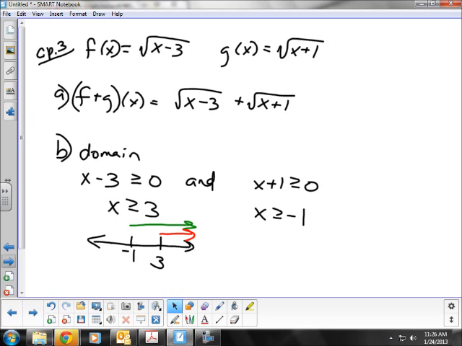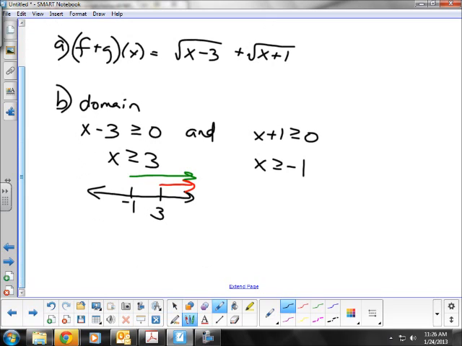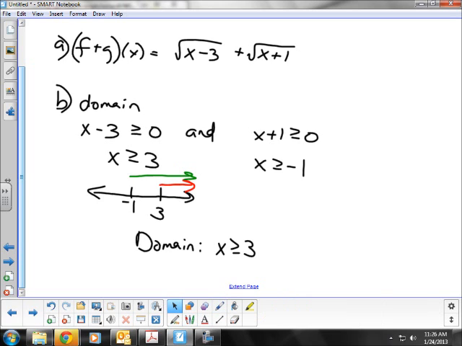So my final solution here for my domain is that x has to be greater than or equal to 3. Can't be anything smaller than that, because then one or both of the two terms of the function will have a negative argument underneath the radical. Everybody understand? You have to have the intersection for this to work. And you've got more than one thing that's a limiting agent.